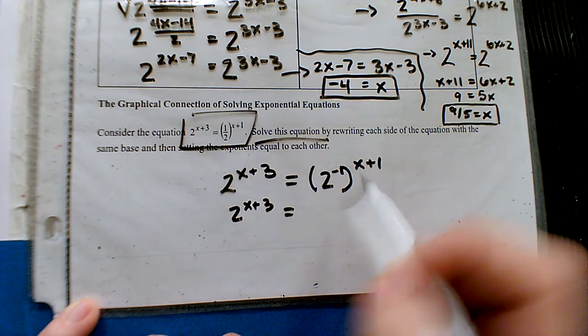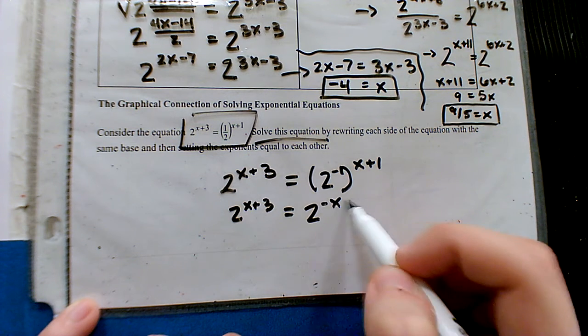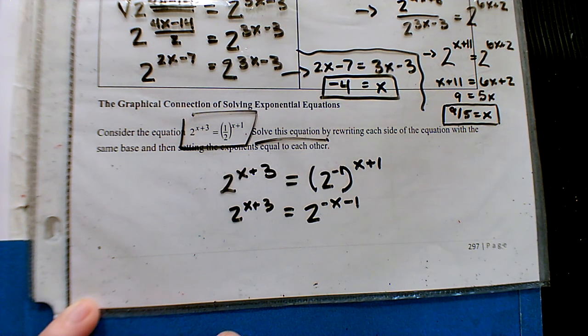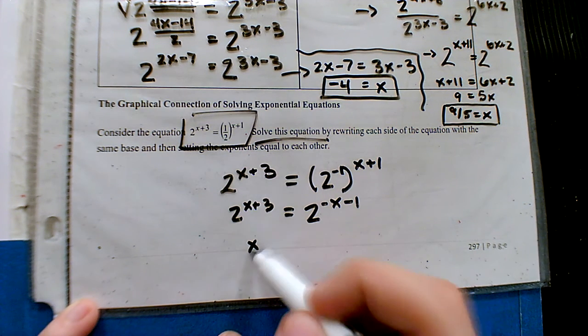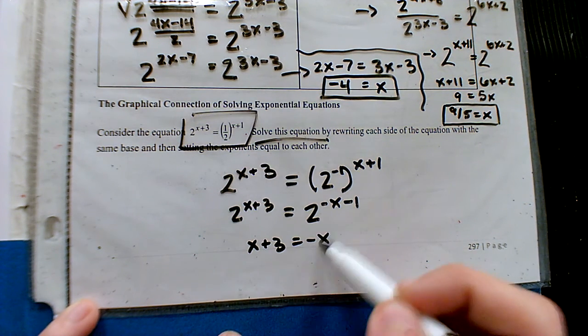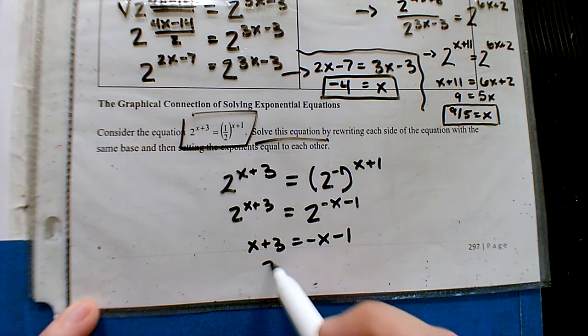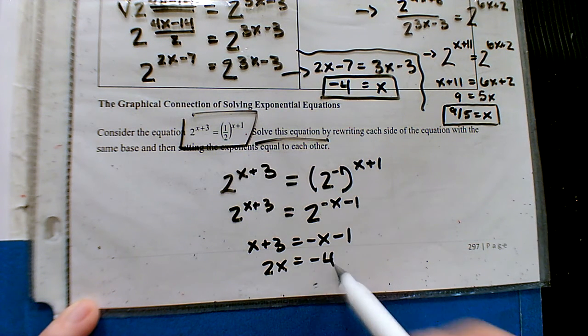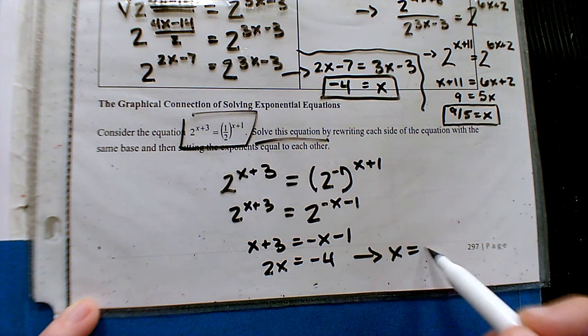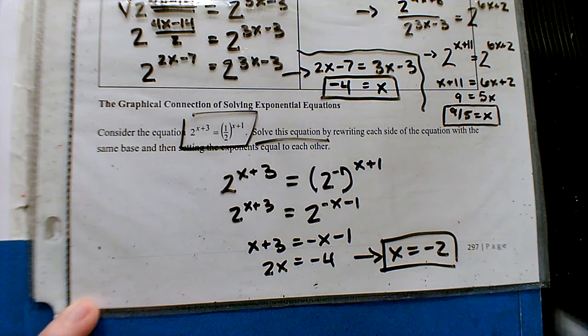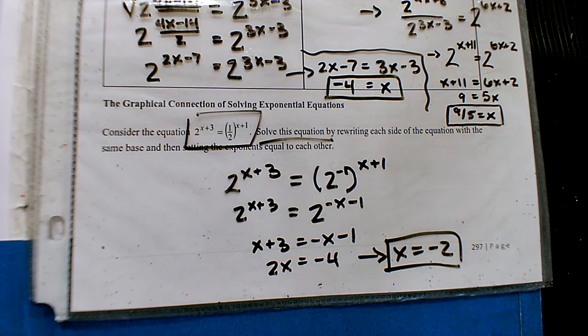Alright, so right hand side, power to a power property, multiply it through. The bases already match, so we just need to check the powers. And solving, looks like we get -2. So you can check the work.